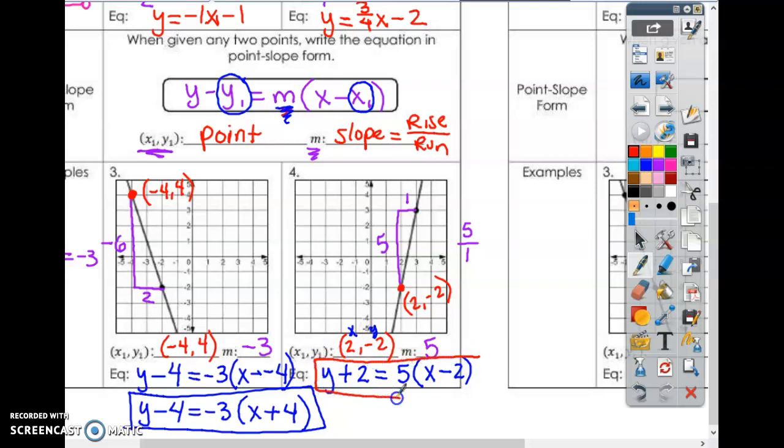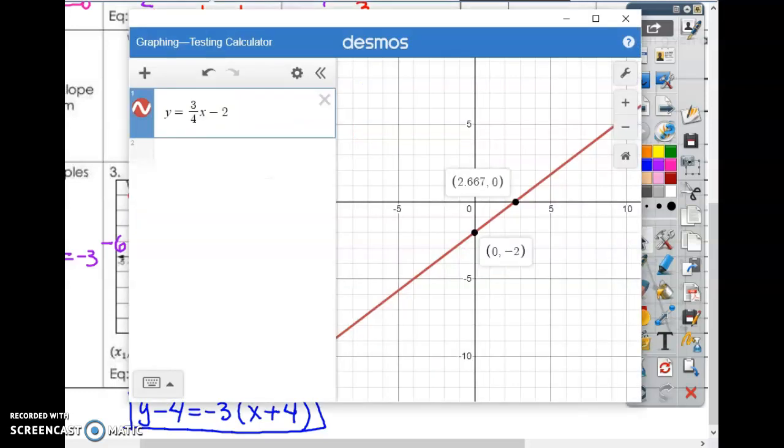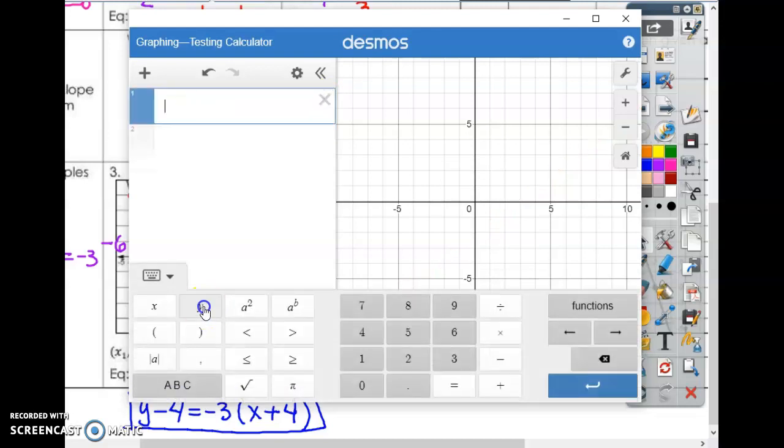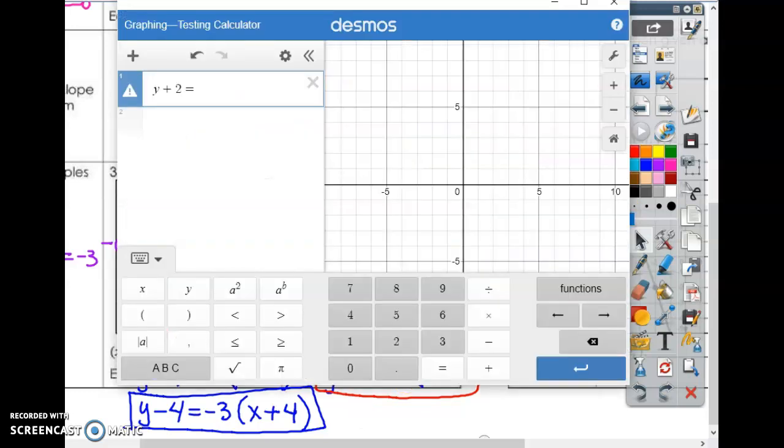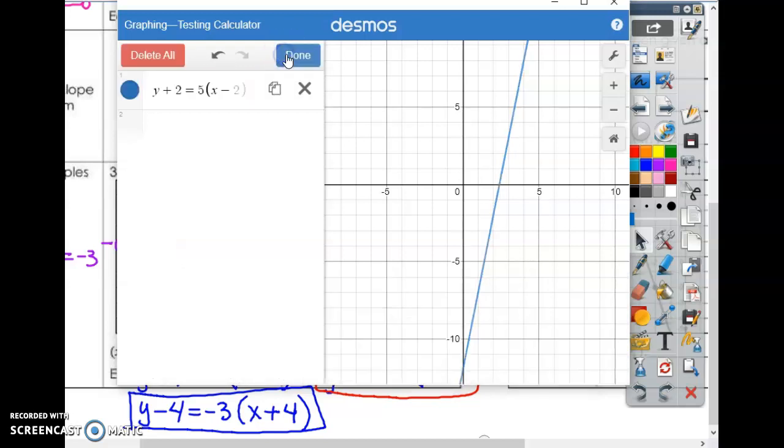I'm just going to try one. Let's try to put this one in the calculator, and let's make sure that we have this point and that it looks like that. So let's type it in the calculator. y plus 2 equals, what was it? 5 parentheses x minus 2 close parentheses. Okay? And then open the table.